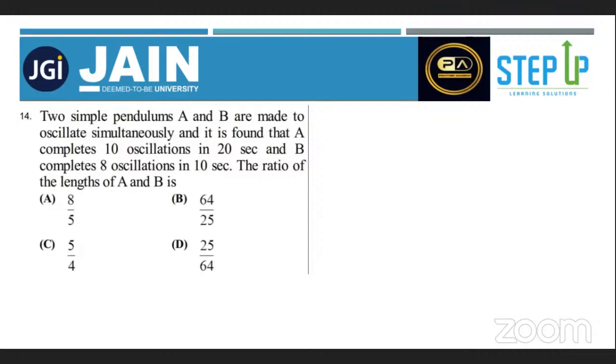Two simple pendulums A and B are made to oscillate simultaneously, and it is found that A completes 10 oscillations in 20 seconds and B completes each oscillation in 10 seconds. The ratio of lengths of A and B is?